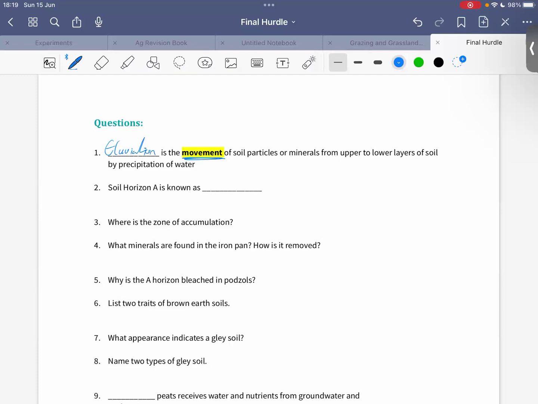Illuviation. Lovely stuff, John. Good man. Soil horizon A is known as what? Topsoil. Good man, Bailey. Lovely. Our topsoil. Where is the zone of accumulation? Where is our iron pan formed?